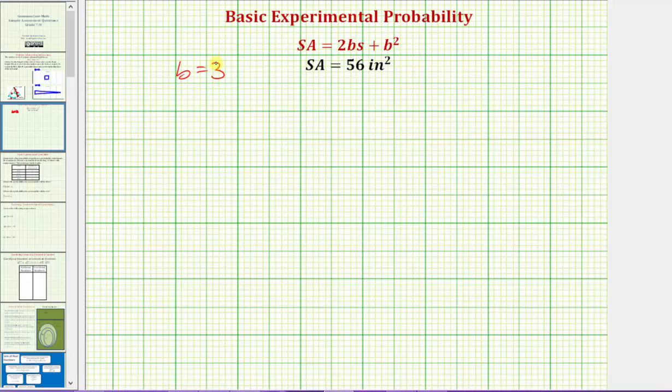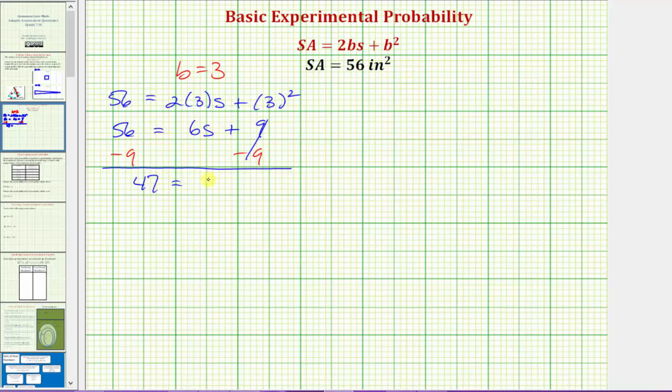So if b equals 3, we'd have the equation 56 equals 2 times 3 times s plus 3 squared. Simplifying, we have 56 equals 2 times 3 times s, that's 6s, plus 3 squared is 9. Isolating the variable term, we subtract 9 on both sides. Simplifying, 56 minus 9 is equal to 47, equals 9 minus 9 is 0. So I have 47 equals 6s. Divide both sides by 6. Simplifying, we get 1s, or s on the right.